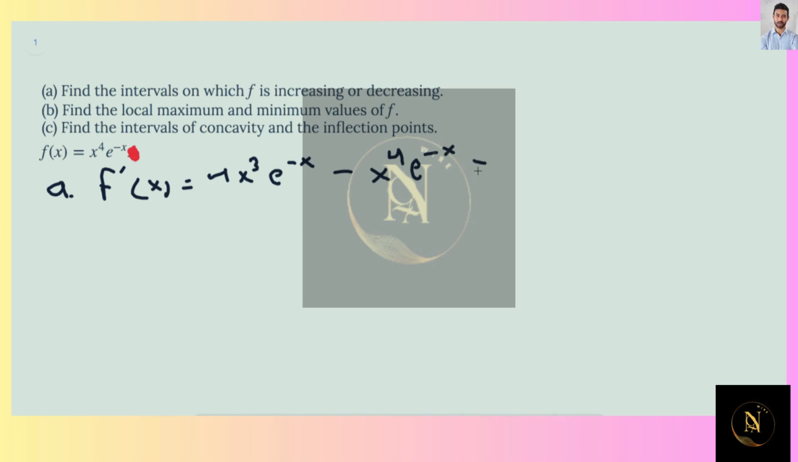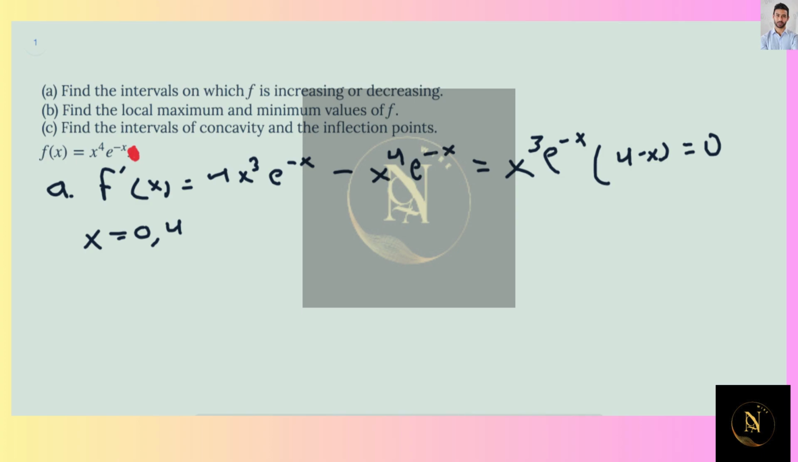And we can pull out an x cubed and an e to the negative x. So that is a common factor, and this will leave us with 4 minus x. And we set this whole thing equal to 0. And we know that this occurs where x is equal to 0 and 4.